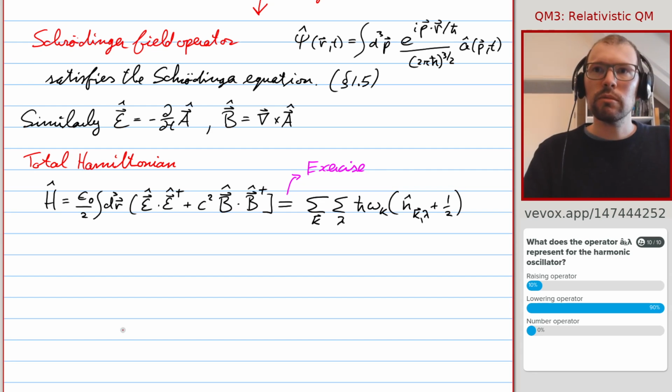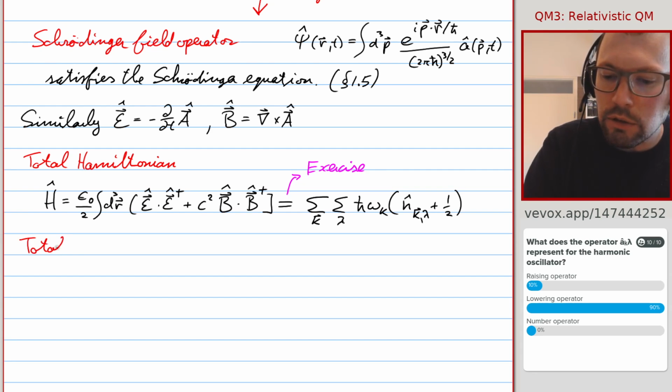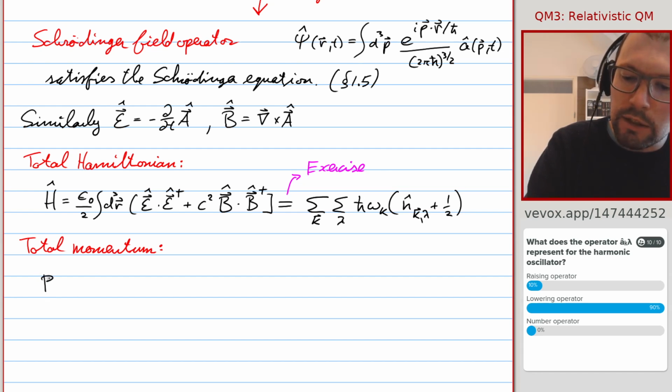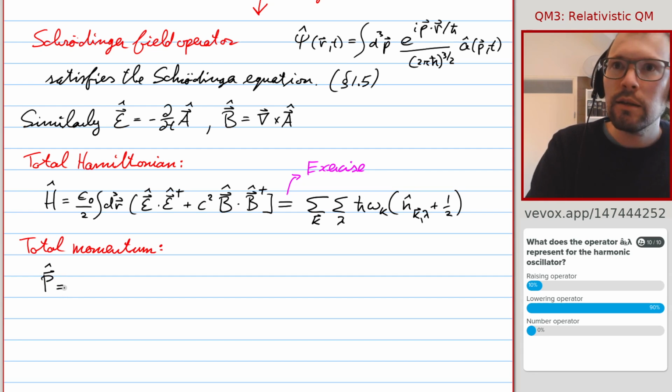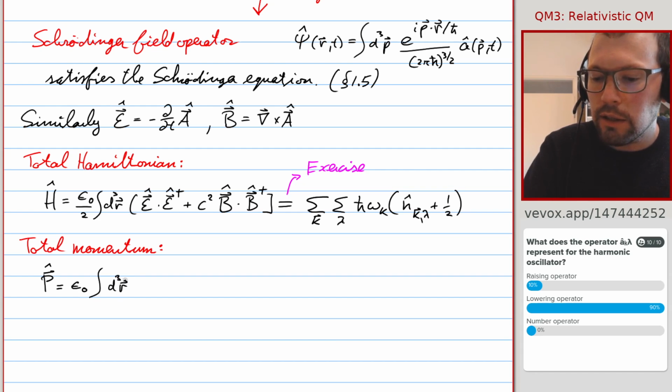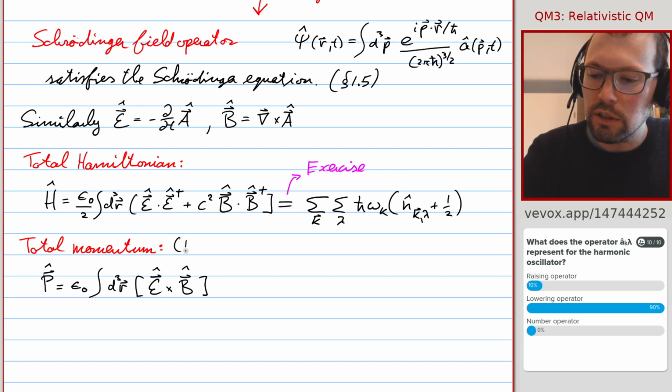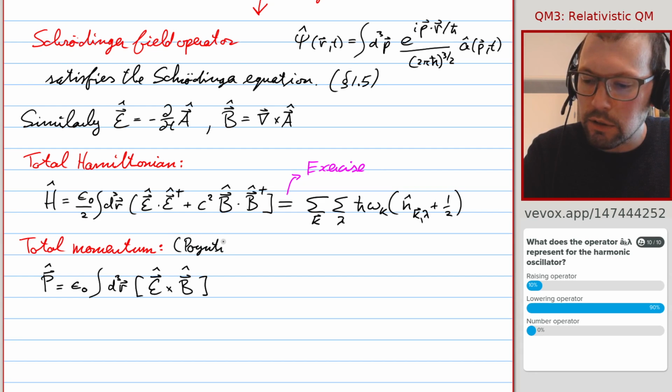But we can do more. We can also ask for the total momentum that is stored in this quantized field. So the momentum in the electromagnetic field is given by integrating the cross product of the electric and magnetic field over space. So this is essentially the Poynting vector, which you may remember from electromagnetism.